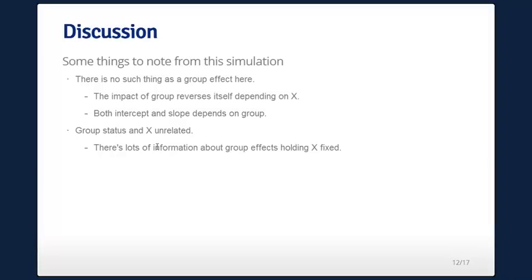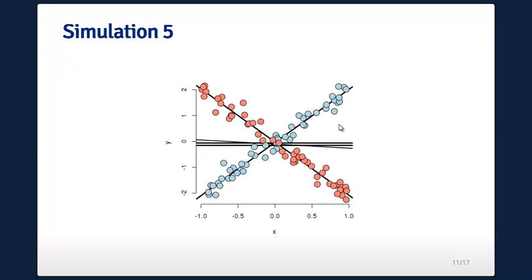would likely want to adjust in this case. Let's look at a kind of a crazier one. So here, there is no such thing as a treatment effect. So for the red group, the line looks like that, and for the blue group, the line looks like that.